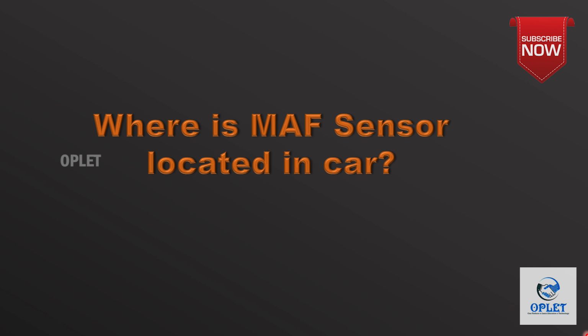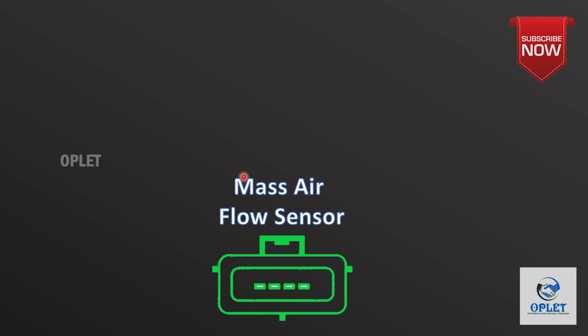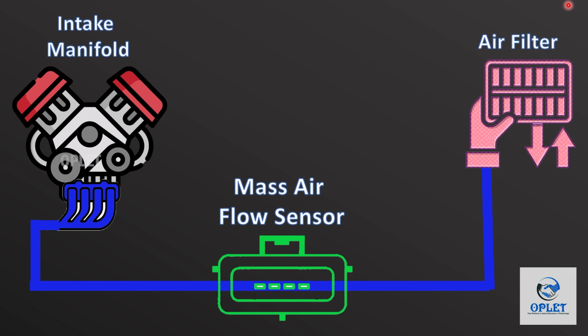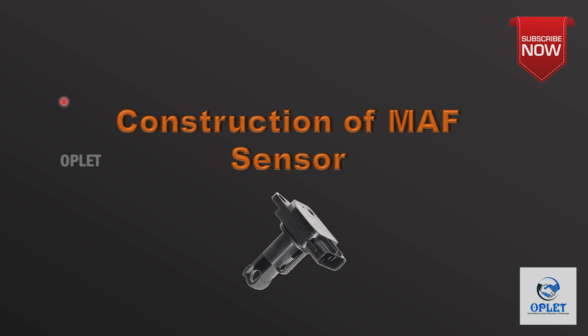So let's discuss where in the car the mass airflow sensor is located. Most of the airflow sensors are mounted between the air filter housing and intake manifold. Now let's discuss the construction of the mass airflow sensor.